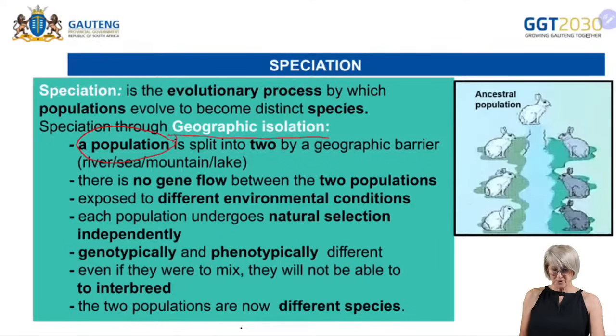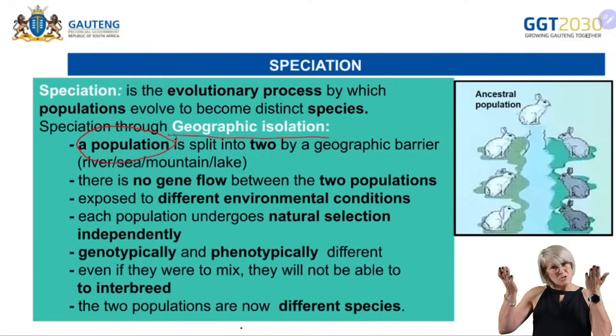There is no gene flow, so they've been separated. Wait, let me first say, the population is split into two, either by a river, a sea, a mountain, a lake. The examiner in the question stem will give you whatever has divided the population. And then because they are divided, there's no gene flow. They're not able to interbreed. So they become now reproductively isolated.